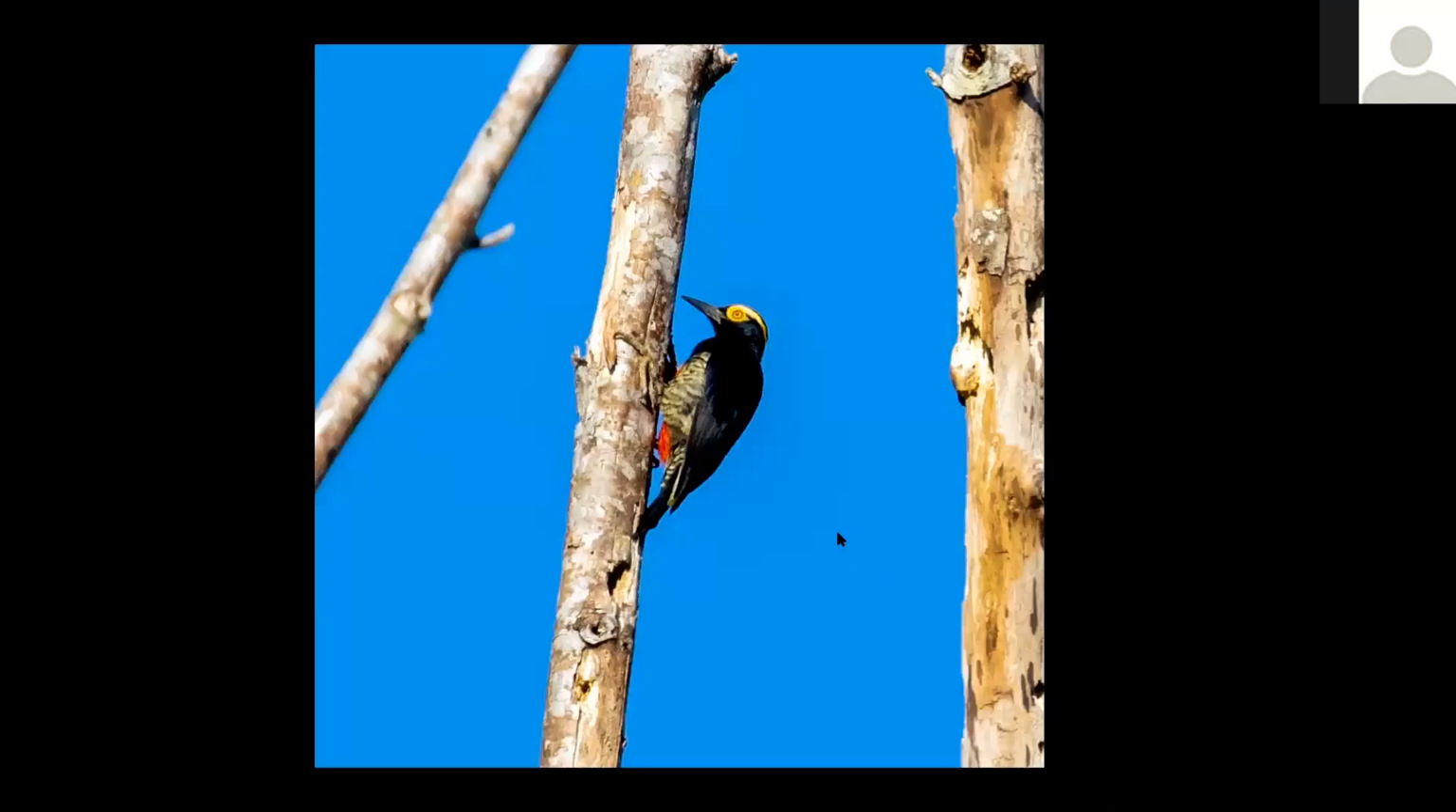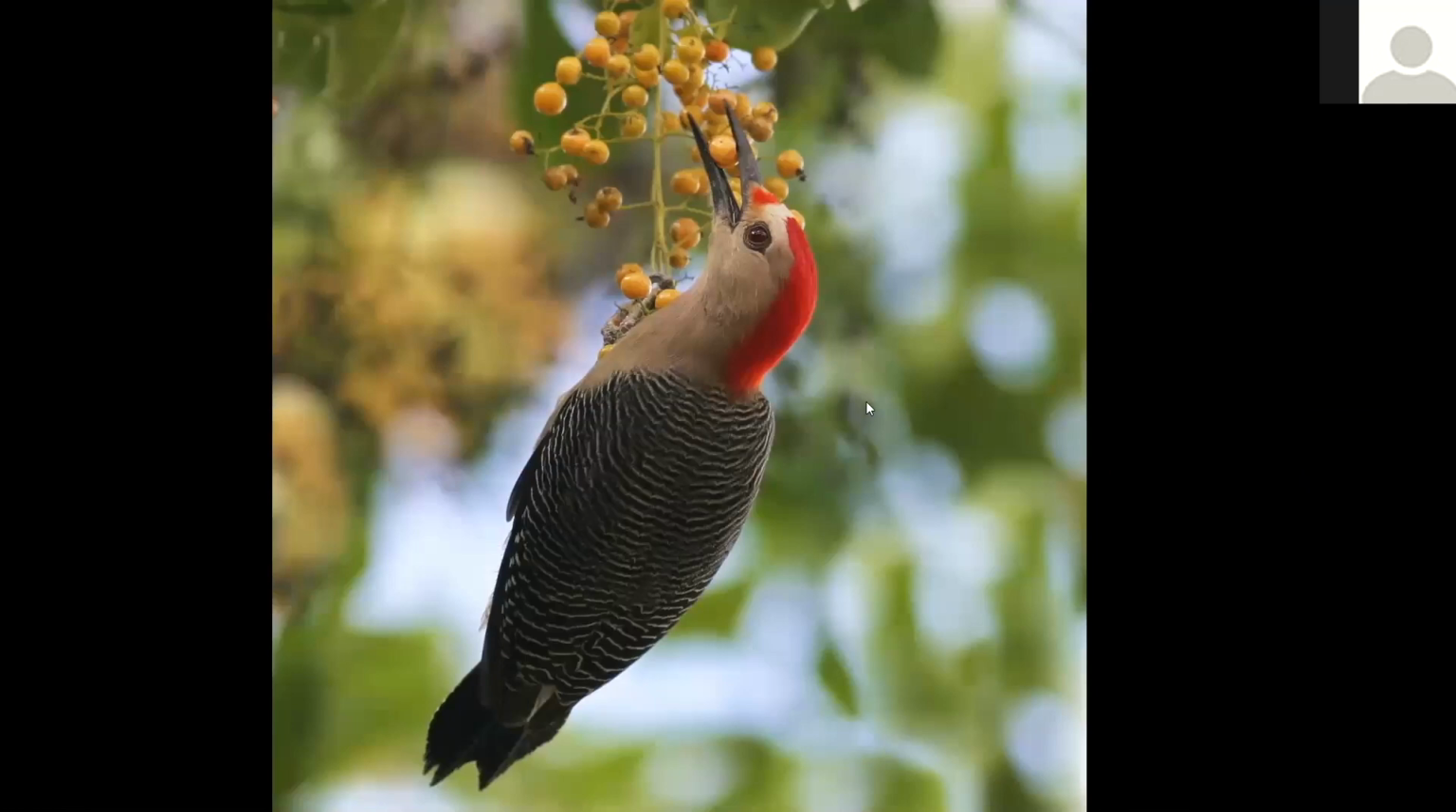And then finally, this is the Melanerpes genus. I'm sure I'm murdering the Latin name, but this is the same genus as our acorn woodpecker. So this is a yellow-tufted woodpecker. And finally, something that's related to a red-bellied woodpecker in North America.